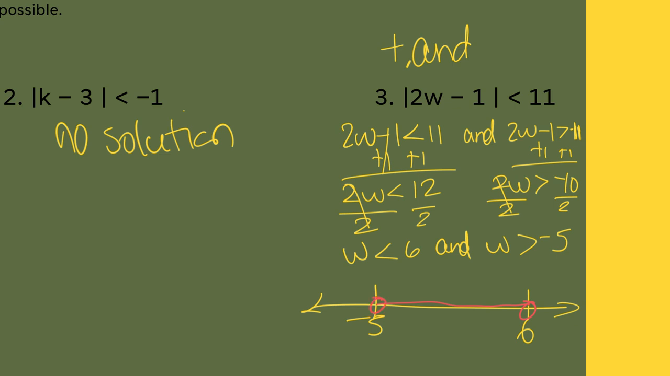Now, can I rewrite this? Remember, when it's combined, you're going to have what? W is going to be where? In the middle, right? And I know that W is going to be greater than negative 5. What's going to happen with my 6? Is my 6 going to be what to the W? My 6 is going to be greater than W. Got it?